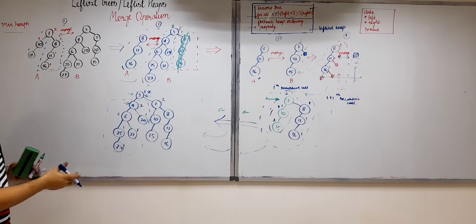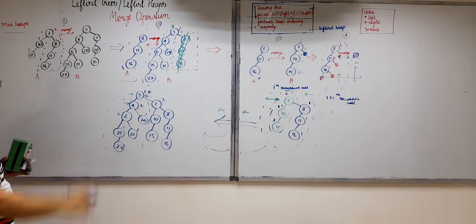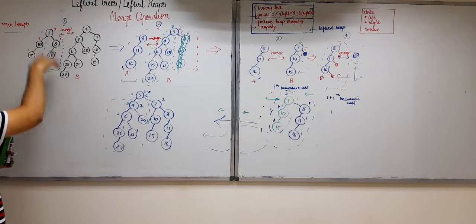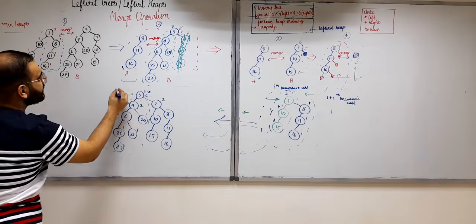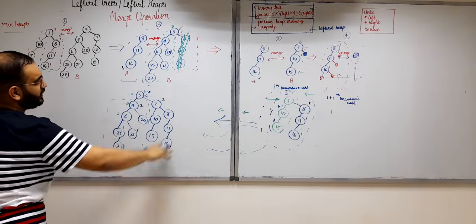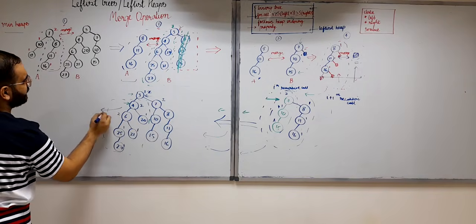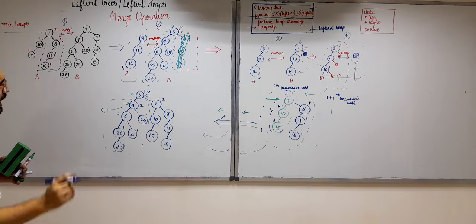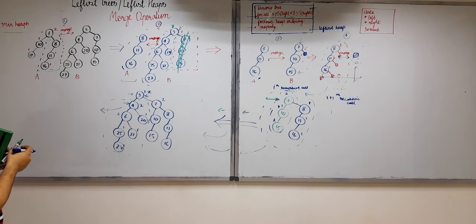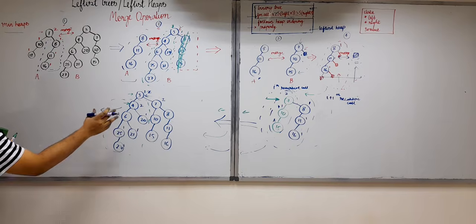But we are still not returned to our first recursive call, right? So this was our first recursive call. So this is the result that will be returned from our second recursive call, okay? So now, pay attention. So now we need to merge which two leftist heaps?